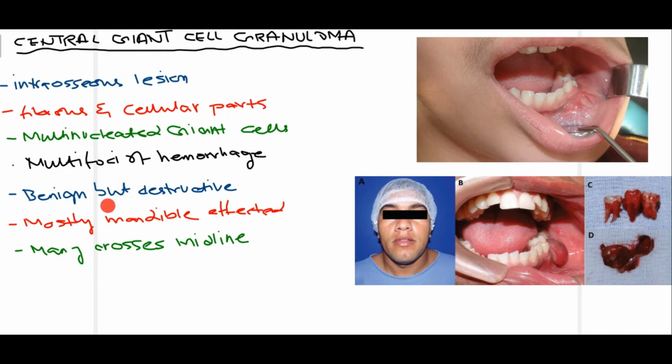It is a benign lesion, which means that it mostly affects the region around where it is present, but it is destructive. As you can see in this clinical picture here as well, it is invading all of the teeth that are present and the jaws, and when you remove the lesion, you have to remove the teeth as well as adjacent structures. So it is benign, but it is destructive. Mostly it affects the mandible. In very rare cases, it has been reported to affect the maxilla. And when it starts, for example, on the right side or the left side, it tends to cross the midline. So this is basically a brief introduction as to what is central giant cell granuloma.